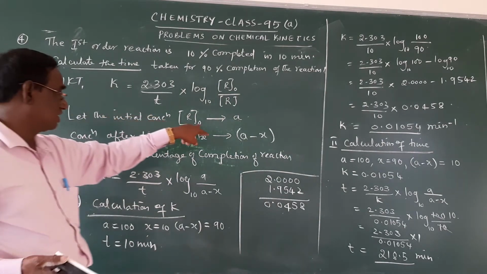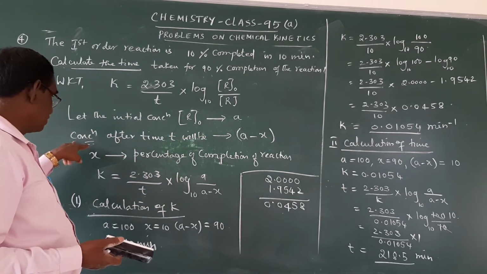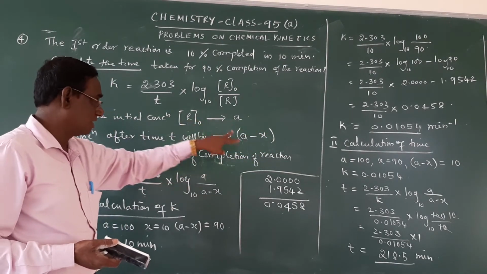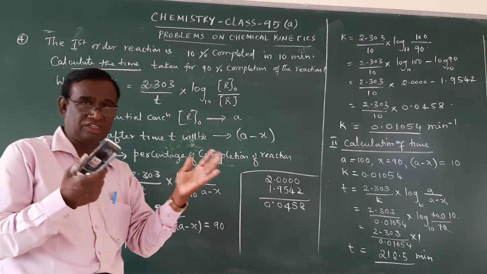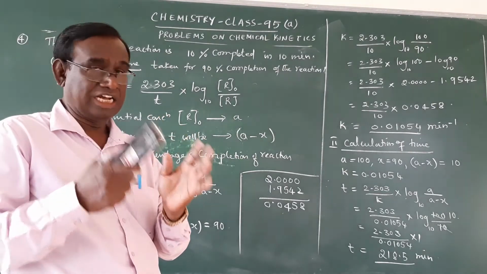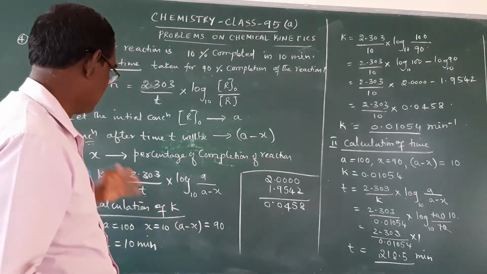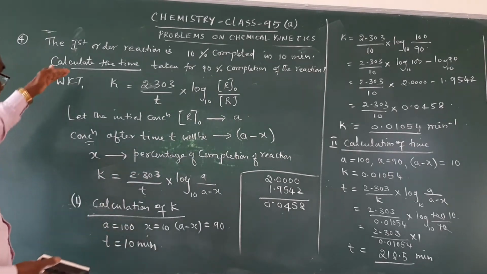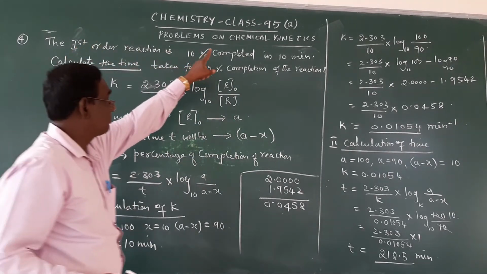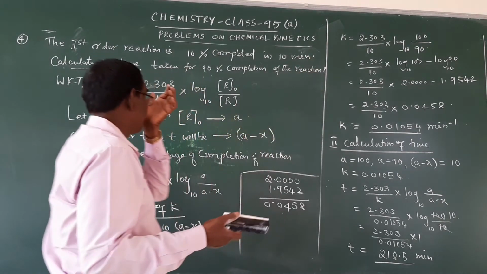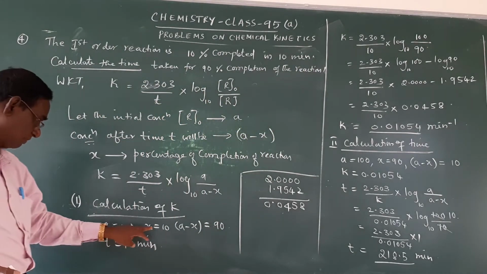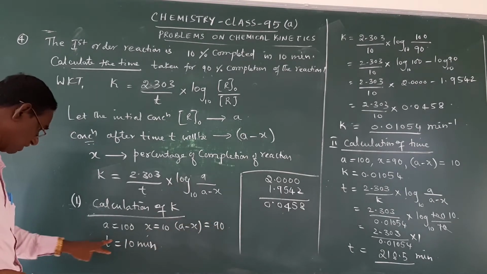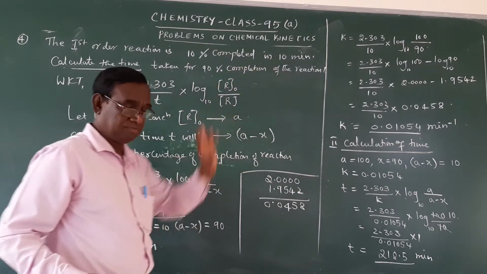Therefore, the initial concentration is a, and the concentration after time t will be A minus x. A is the initial concentration. x is nothing but what amount of the reaction has been completed. Therefore, x is the percentage of completion of the reaction. In this problem, the first order reaction is 10% completed in 10 minutes. Time is given. Therefore, 10% means A is 100, x is 10, A minus x is 100 minus 10 is 90. Therefore, t is equal to 10 minutes. It is given in the first step.